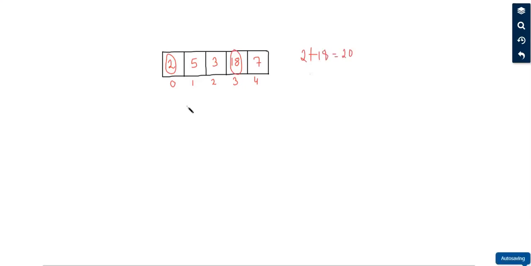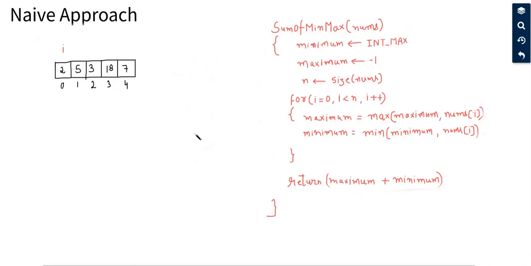Let's try to solve this problem using the naive approach. In the naive approach, all we have to do is take a pointer and traverse over the array and find the minimum and maximum element. So for that, we initialize two variables, a minimum variable and a maximum variable. We initialize the minimum variable with a very large number and the maximum variable with a very small number. Then we iterate over the array and we keep updating the maximum by comparing the current element we are standing at with the element which is already present in the maximum variable. And the same goes for the minimum variable.